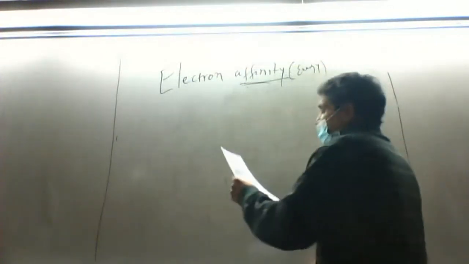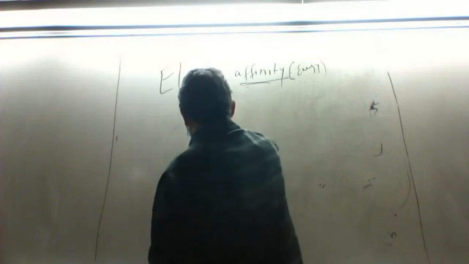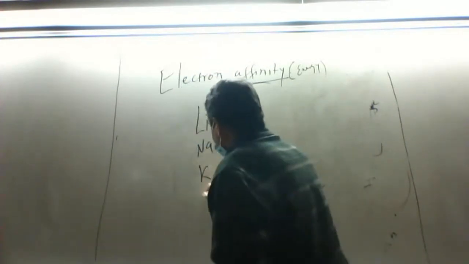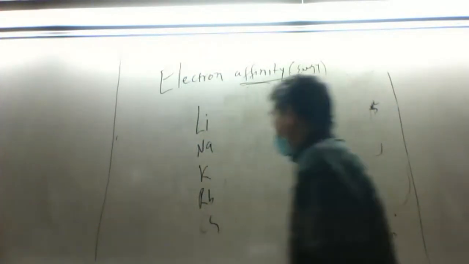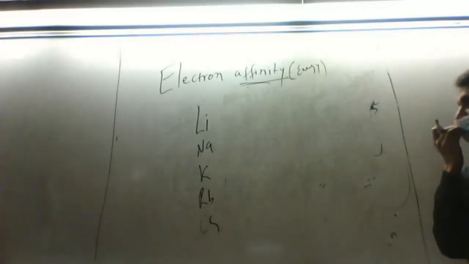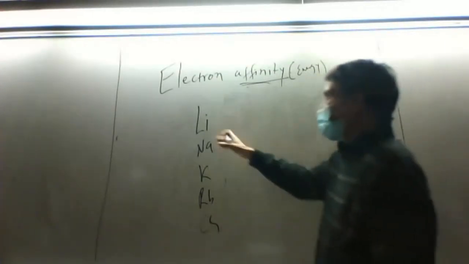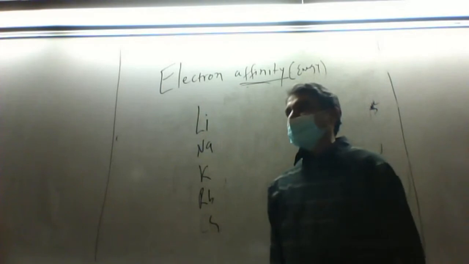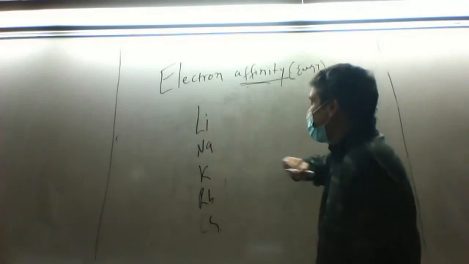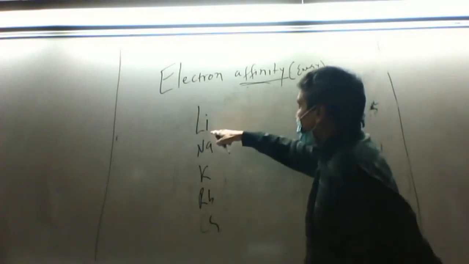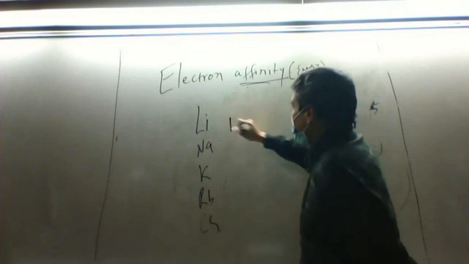We'll see. Let's go from lithium to sodium to potassium to rubidium to cesium. What happens if we go from top to bottom in a group? Do they like to have more electrons, or do they hate to have more electrons? Look at the electronic configuration.